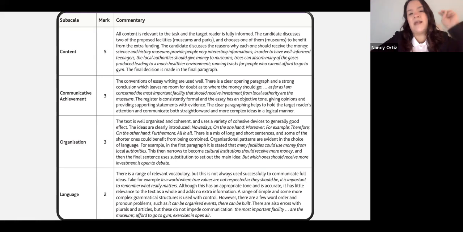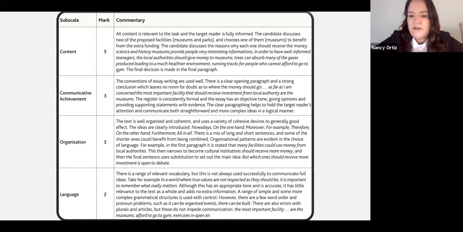Okay, subscale 3, organization. 3, the text is well organized and coherent and uses a variety of cohesive devices to generally good effect. Generally good effect. This is why the person got a 3. Check. The differences here in the rubrics is if it's general or outstanding, okay? The ideas are clearly introduced: nowadays, on the other hand, moreover, for example, therefore, furthermore, all in all. Check, this person didn't use and, but, then. He tried to use better connectors.